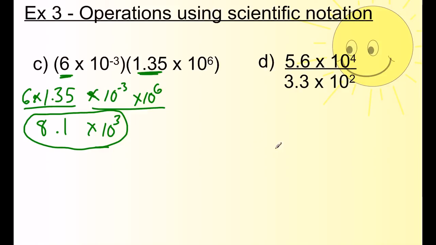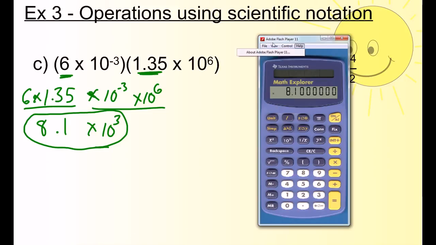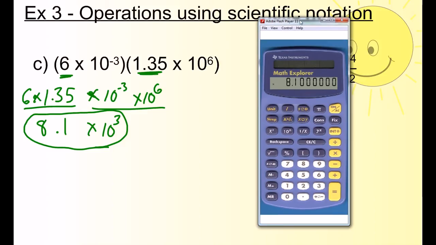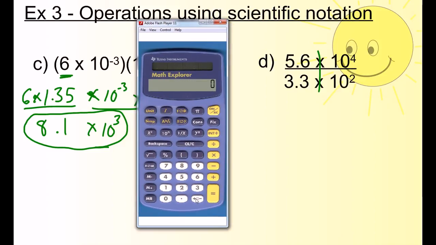Okay. Letter D. Same thing. I'm going to split it up. Worry about my decimals, then worry about my powers of 10, and we'll go from there. So, decimals. Alright, so clear. So we got 5.6.